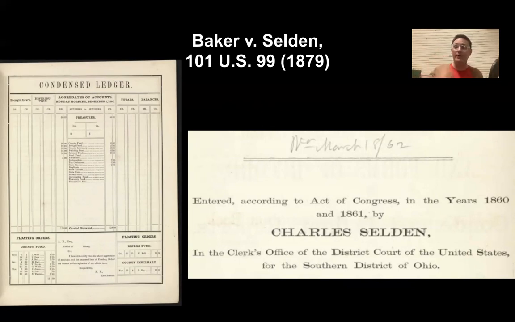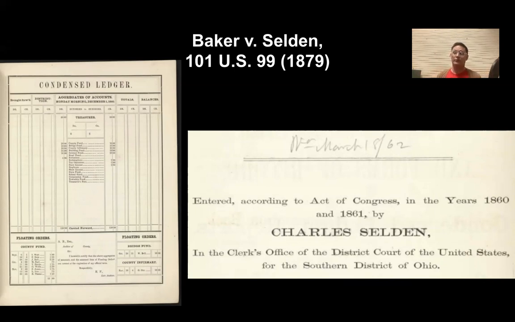Subsequently, Baker published his own books describing a very similar method of accounting, but describing it more effectively and more usefully, apparently, because Baker's books sold really well. So Baker was selling a ton of books that were describing this method of accounting. Selden's heirs weren't selling anything, and so in a fit of pique, they filed an infringement action against Baker, alleging that Baker had improperly appropriated Selden's method book and the forms associated with Selden's method of accounting.